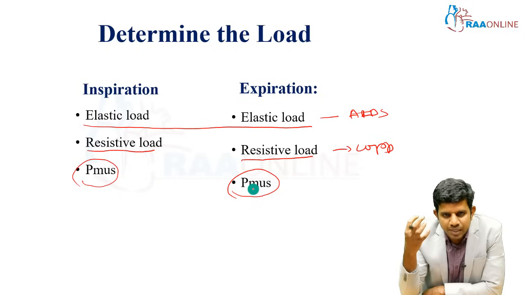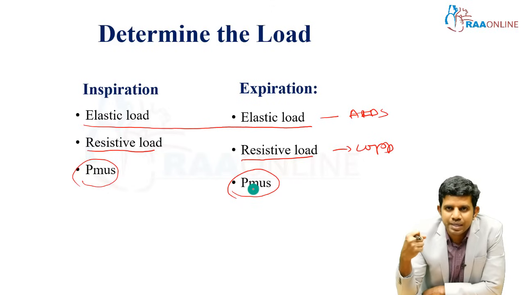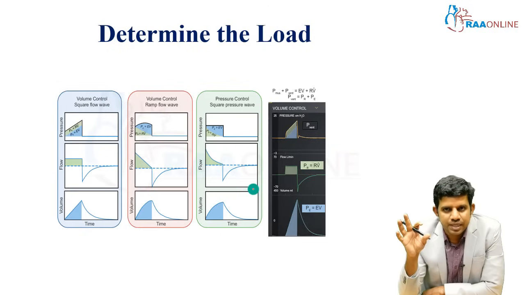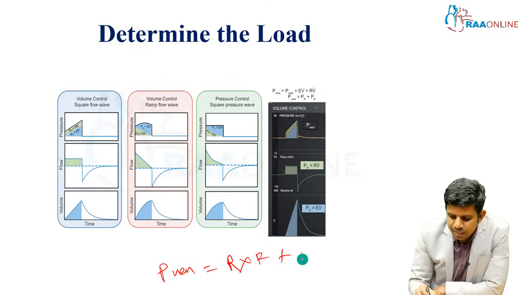First you have to tag the mode, next you have to see the ventilator waveform. From this waveform, you should know the predominant load: whether it is a resistive load or an elastic load, or whether the patient is taking spontaneous effort. First is how to determine the load. We already discussed the equation of motion: P vent is equal to the resistive pressure, resistance into flow, plus the elastic pressure, elastance into tidal volume.